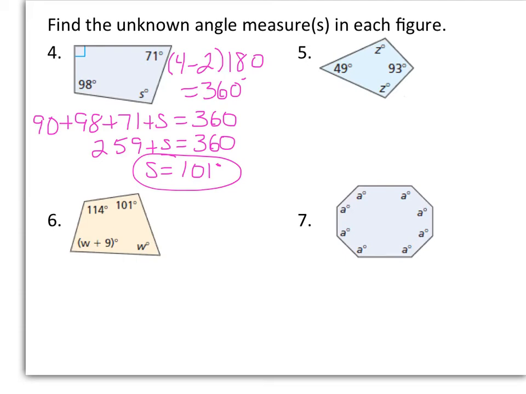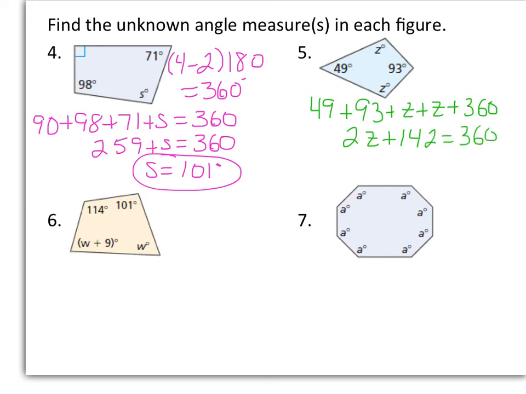All right, looking at number 5. Again, we have a quadrilateral. So from number 4, we know that the interior angles will add up to 360 degrees. So again, let's write an equation showing that the measures of our angles will add up to 360 degrees. And if we combine like terms, we have 2z plus 142 equals 360. We subtract and get 2z equals 218. So that means that z is 109 degrees.